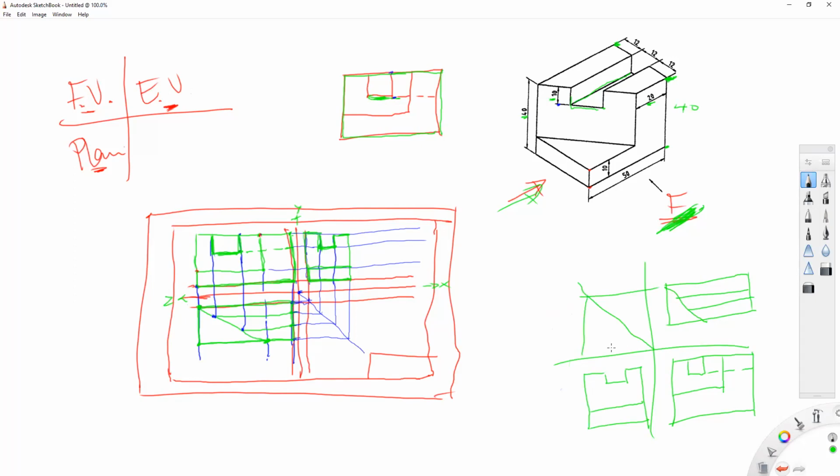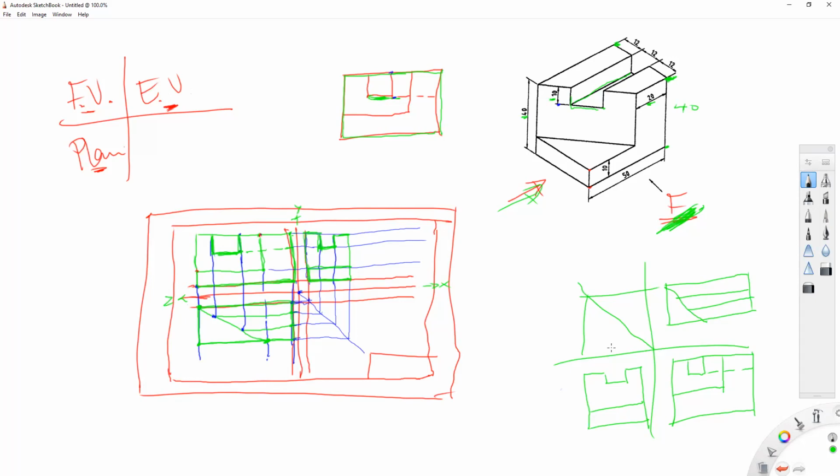Okay. Do we have any question up to this point? If you do, please ask. Who has the question? Yes. Can you start by drawing the front view before any of them? Is it necessary to first start by the front view, or can we also start by drawing the front view first?